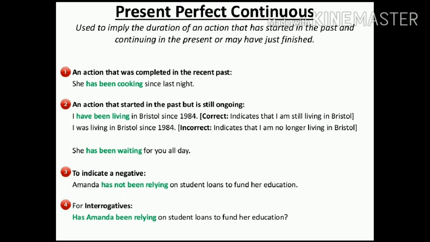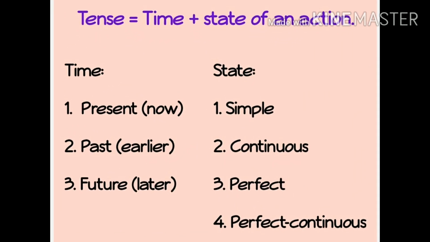Again, to indicate negative, that is to say no, and to ask a question, that is for interrogatives, we can use present perfect continuous tense as well. Now after understanding these four family members of present tense, which is simple present, present perfect, present continuous and present perfect continuous, dear students, it becomes important for you as a learner to revise these rules as many times as possible, both by reading and writing.